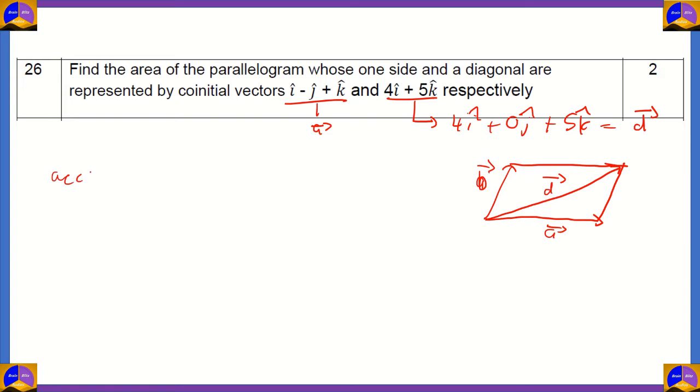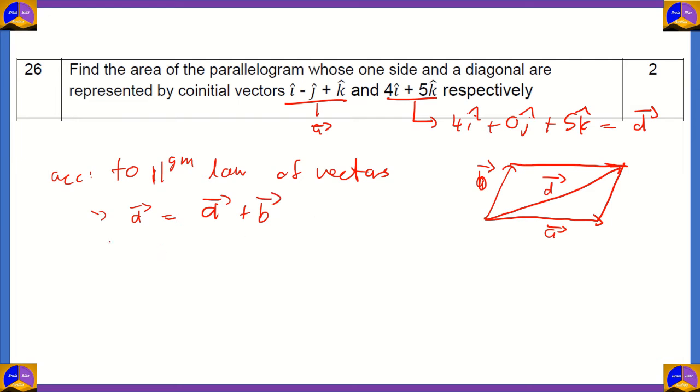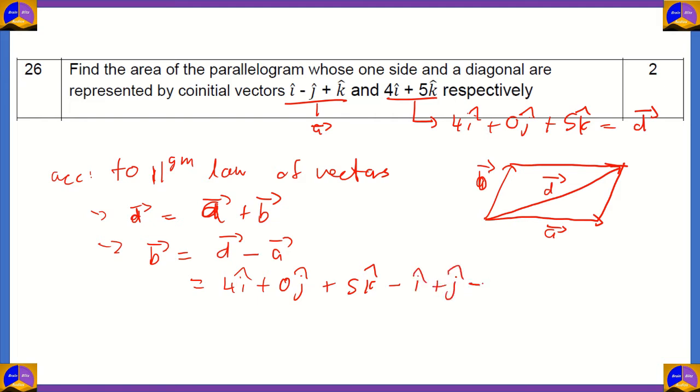However, according to the parallelogram law of vector addition, the diagonal D bar is equal to A bar plus B bar. Therefore, the vector B is equal to vector D minus vector A. Now let's start subtracting these two. So that is 4i plus 0j plus 5k minus i plus j minus k.